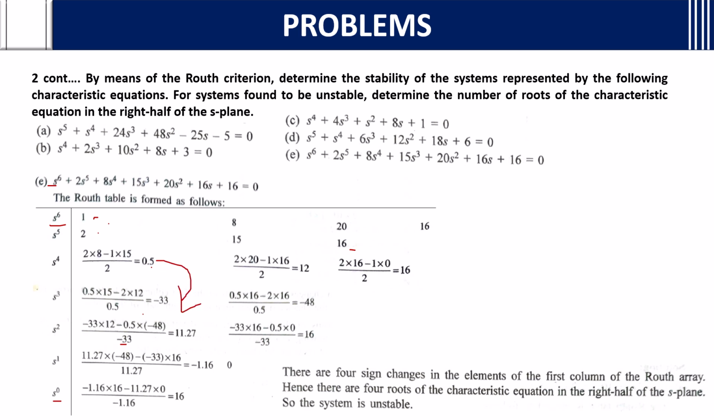Positive to negative, negative to positive, positive to negative, and positive to negative and negative to positive. 4 sign changes. It means 4 roots of the characteristic equation are on the right half of the S plane. So the system is unstable. Okay.